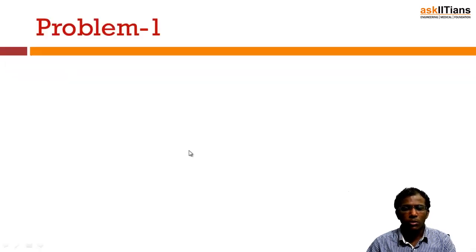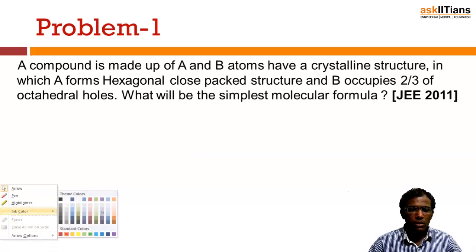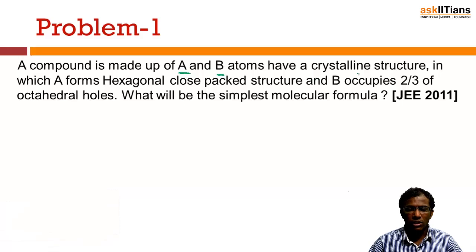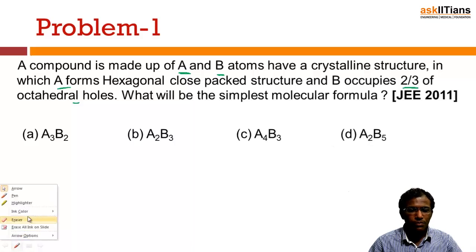So first, let's discuss the first problem. A compound is made up of A and B atoms. It has a crystalline structure in which A forms a hexagonal close packed structure and B occupies 2/3 of the octahedral holes. So what will be the simplest molecular formula of the compound? The options are A3B2, A2B3, A4B3 and A2B5. So how to solve this question?